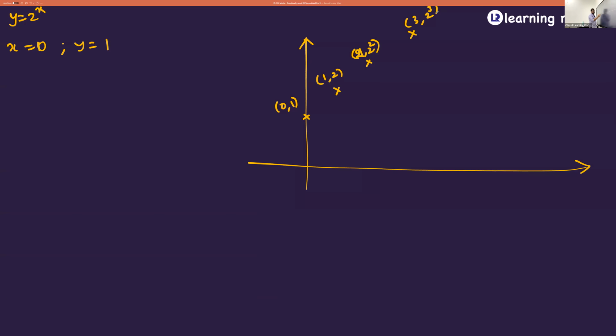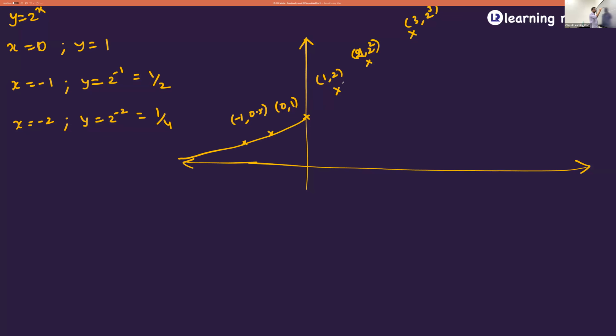What about this side? When I put x is equal to minus 1, y is equal to 2 power minus 1, which is half, which is 0.5. Okay. X is equal to minus 2, y is equal to 2 power minus 2, which is 1 by 4, which is 0.25. It keeps decreasing. Right. So where will it become 0? It will become 0 at minus infinity, because it should be a very, very high negative number that you need to substitute. So if you observe the graph, the graph will be something like this. I'll take this switch.